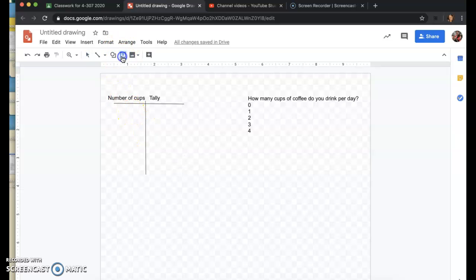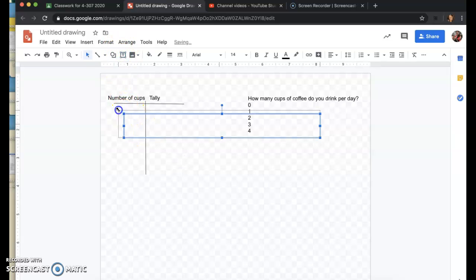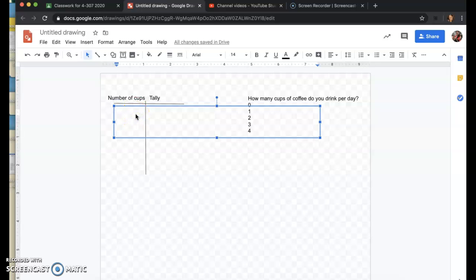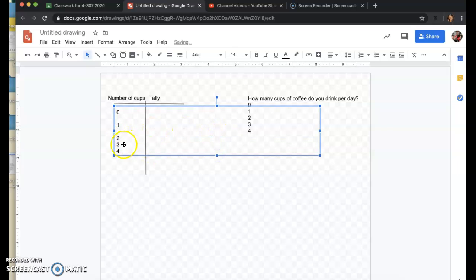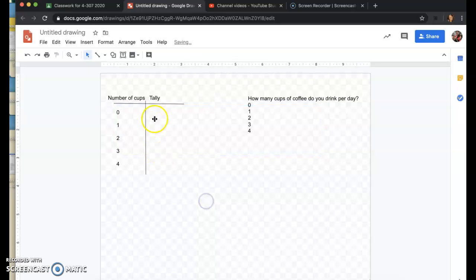And I'm going to use the text again to write 0, 1, 2, 3, 4. All right. And you can actually even put spaces between so that it makes it even easier to read. See how nice and spaced out that is? It's incredibly neat when you use the typing feature.